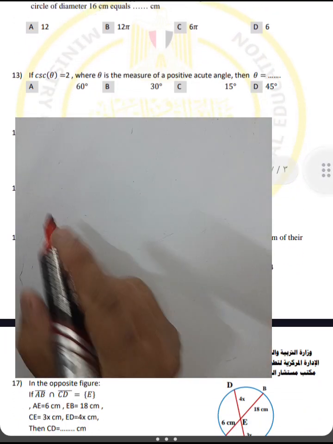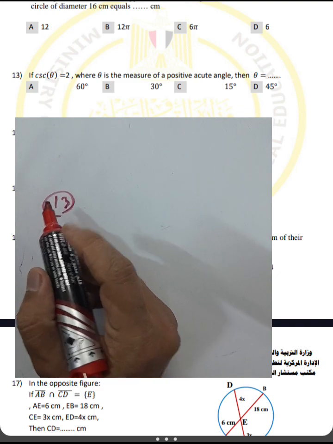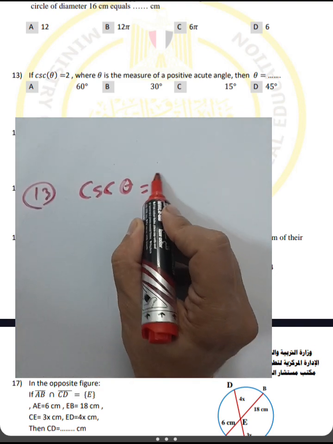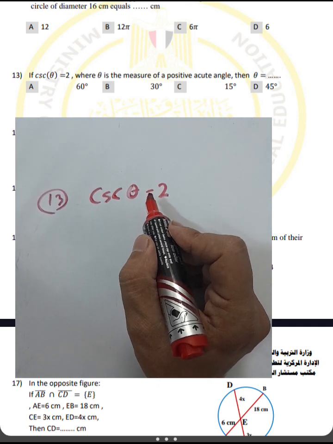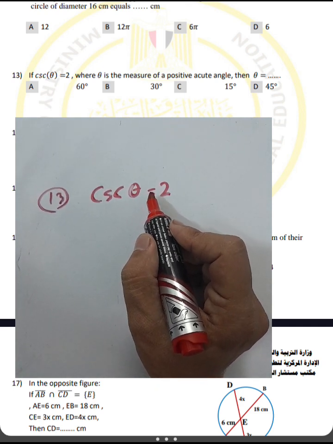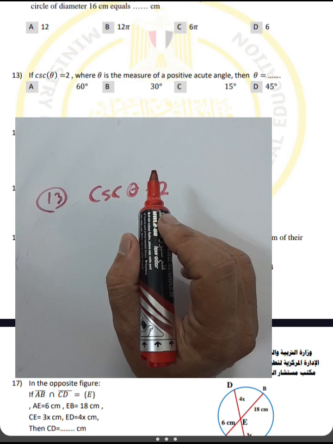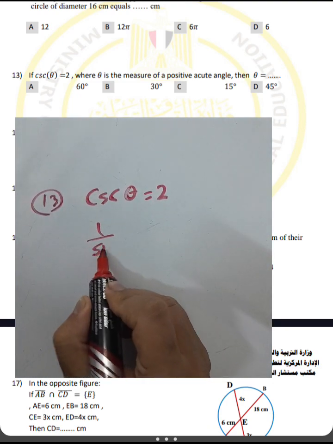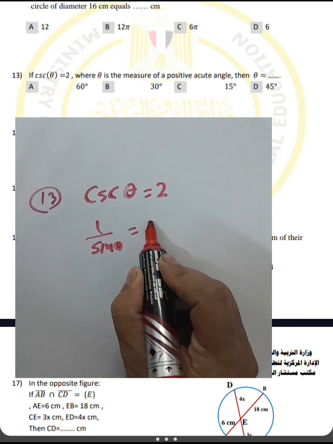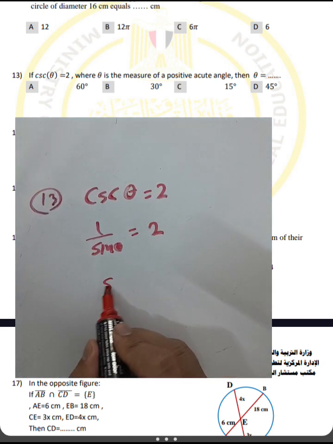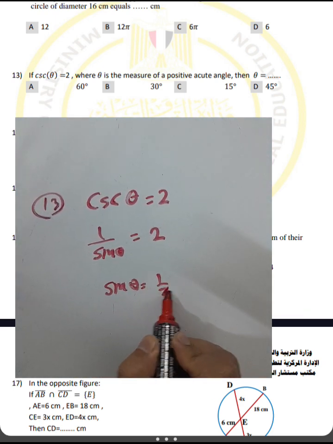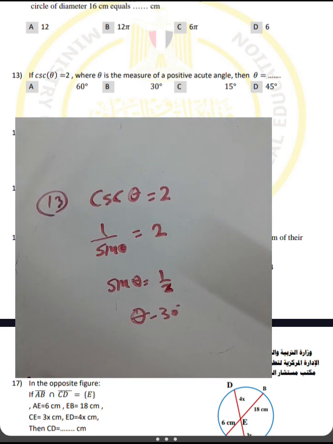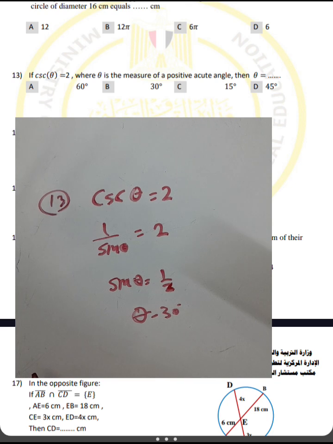Next, question number 13. If cosec theta is 2, where theta is the measure of a positive acute angle, then theta equals what? We know cosec theta is the inverse of sine: 1 over sine theta equals 2, then sine theta will be a half, then theta will be 30 degrees. Choose letter D, 30 degrees.